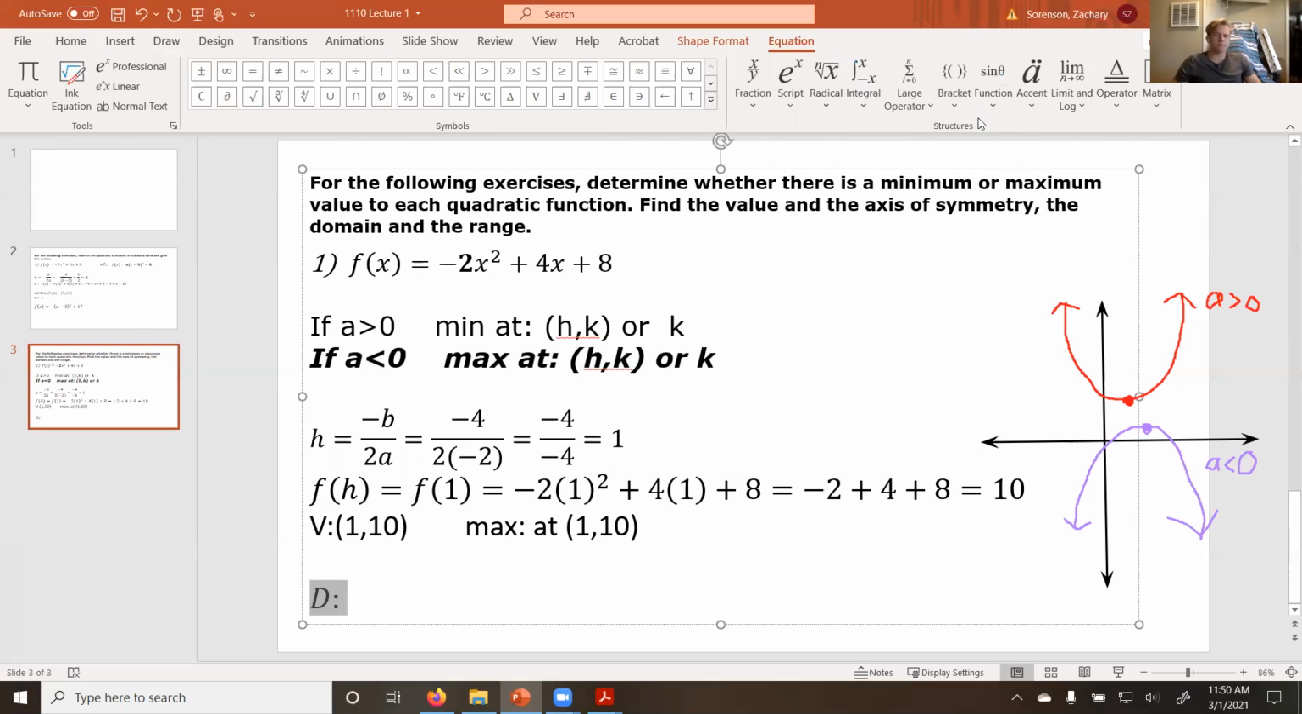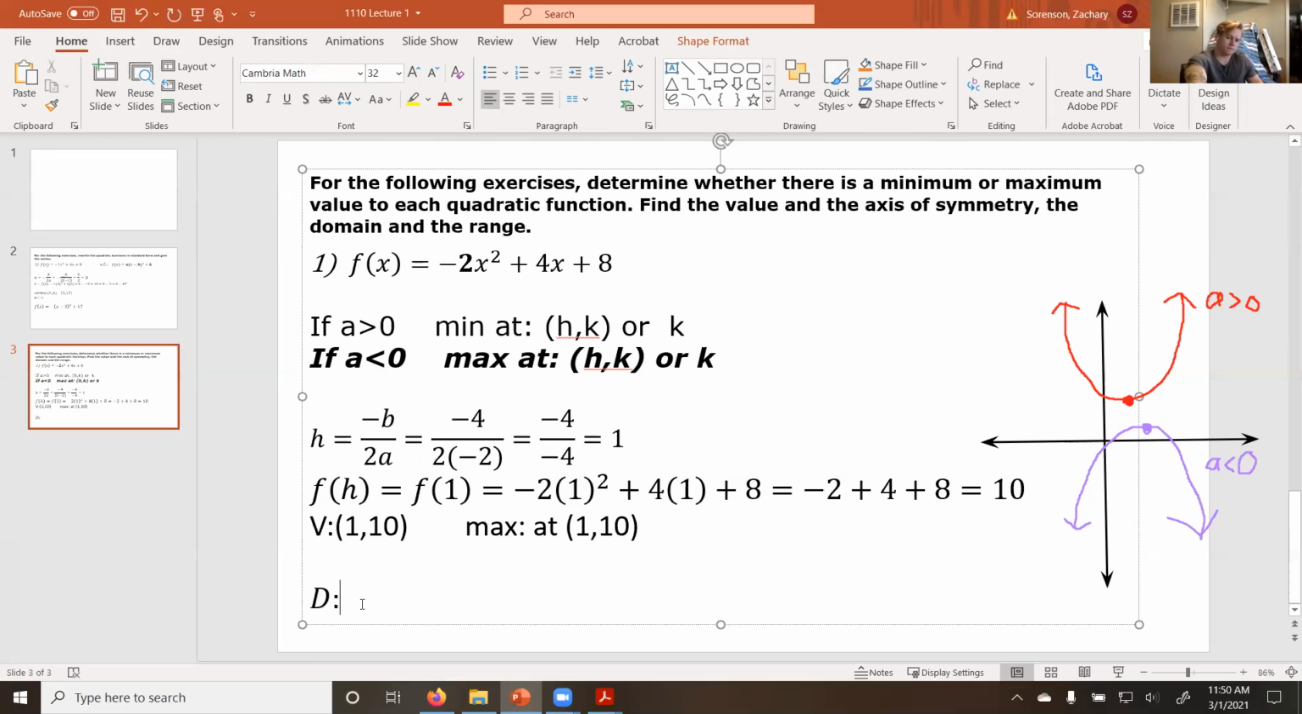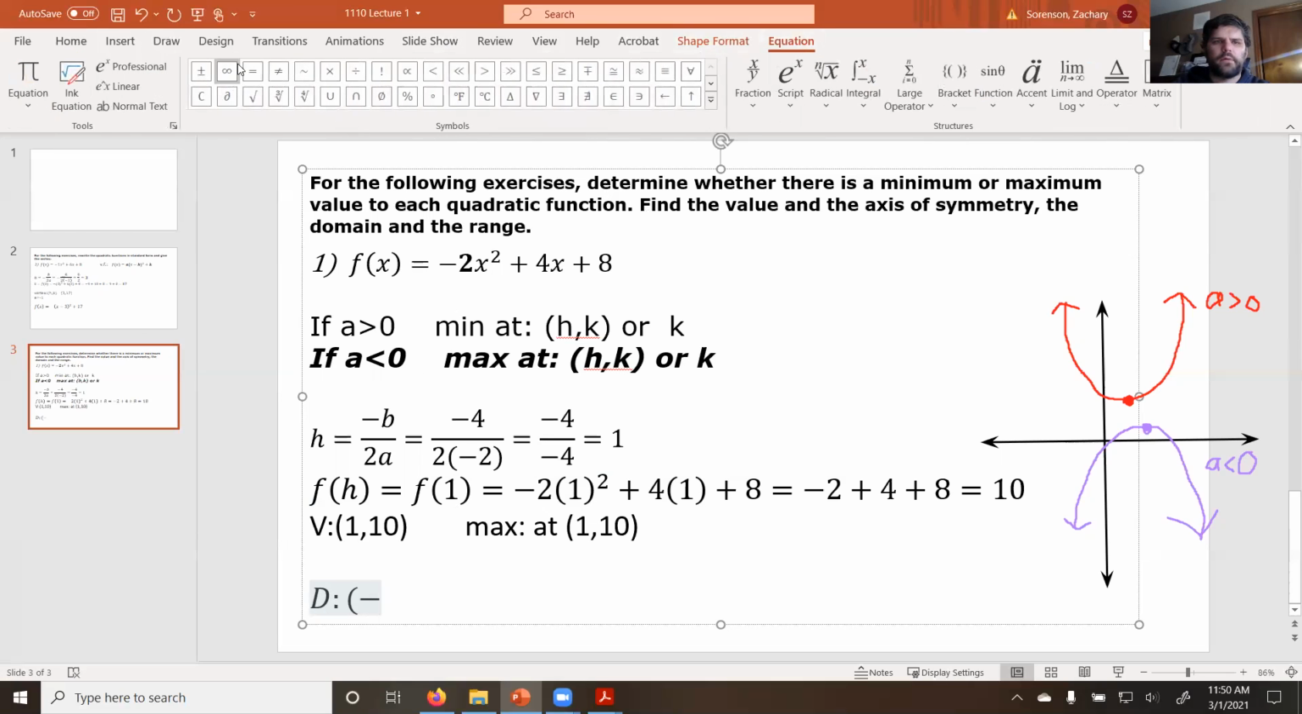Negative infinity to positive infinity. Yep. How did you know that was your domain? Looking at the graph, it's going to keep on going both ways on the x-axis. Perfect. Yeah. So visually, that's a great way to do it. We can look at our graph and say, okay, it's going all the way, well, I guess it's the purple one, it's going all the way to the left, all the way to the right.